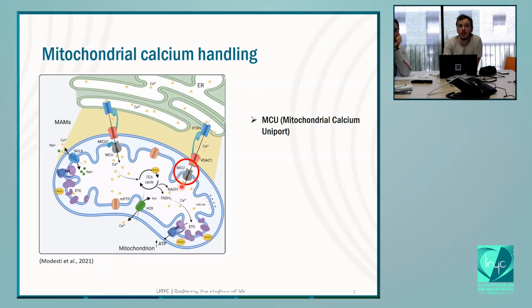First, the major entry path of the calcium in the mitochondria is the MCU. So this is the mitochondrial calcium uniporter.